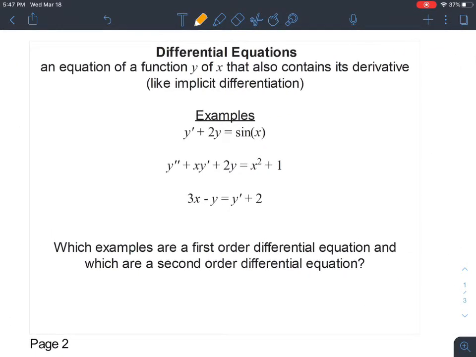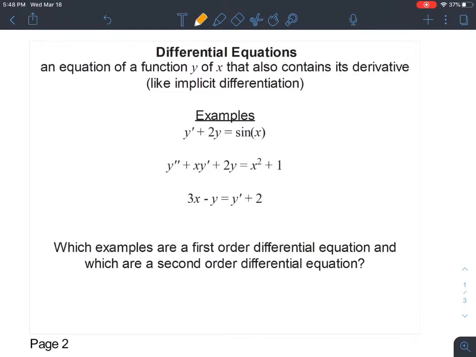So the first part is knowing what a differential equation is. What's interesting is that this is actually a form that's already familiar. It looks a lot like implicit differentiation. So we're going to have a function y of x that also is going to contain its derivative in the equation. So we've got some examples here in the middle.